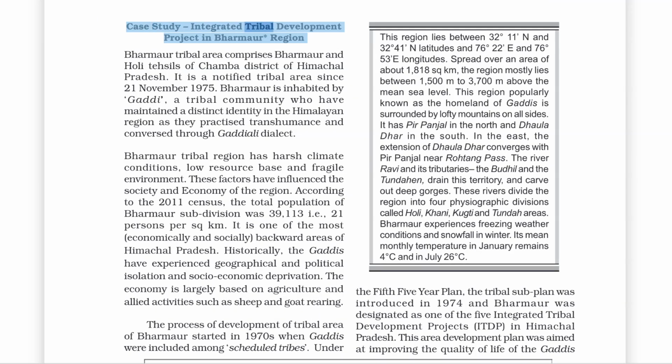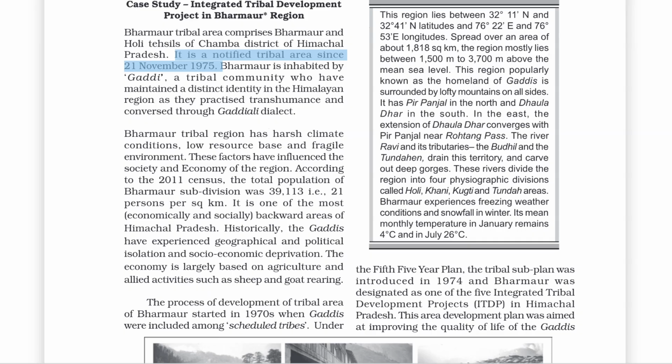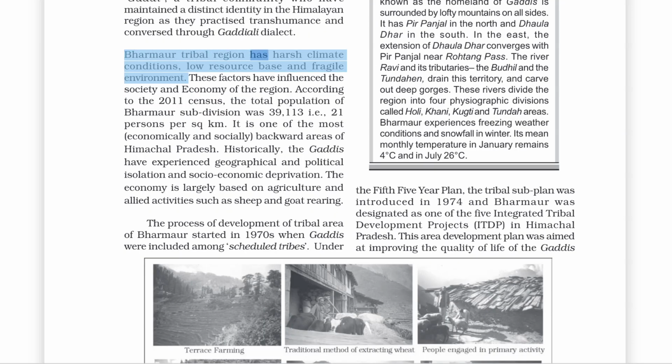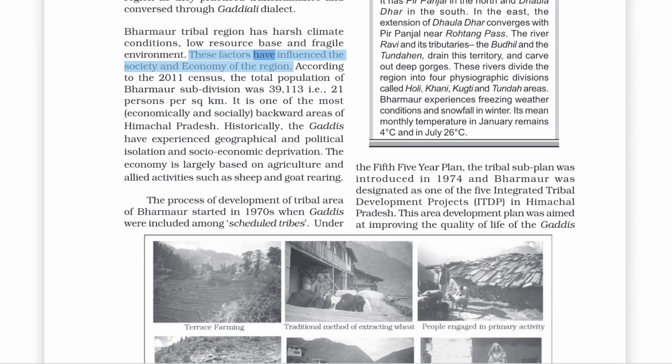Case study: Integrated Tribal Development Project in Bharmour region. Bharmour Tribal Area comprises Bharmour and Holi Tehsils of Chamba district of Himachal Pradesh. It is a notified tribal area since November 21, 1975. Bharmour is inhabited by Gaddi, a tribal community who have maintained a distinct identity in the Himalayan region as they practice transhumance and converse through Gaddiali dialect. Bharmour tribal region has harsh climate conditions, low resource base, and fragile environment. These factors have influenced the society and economy of the region.